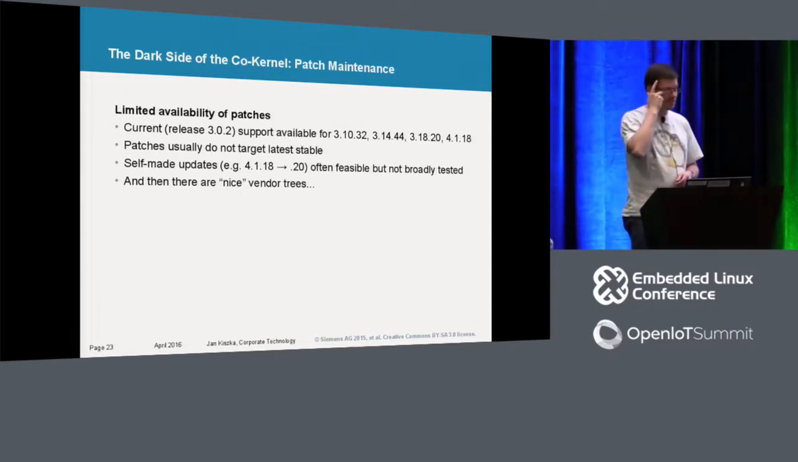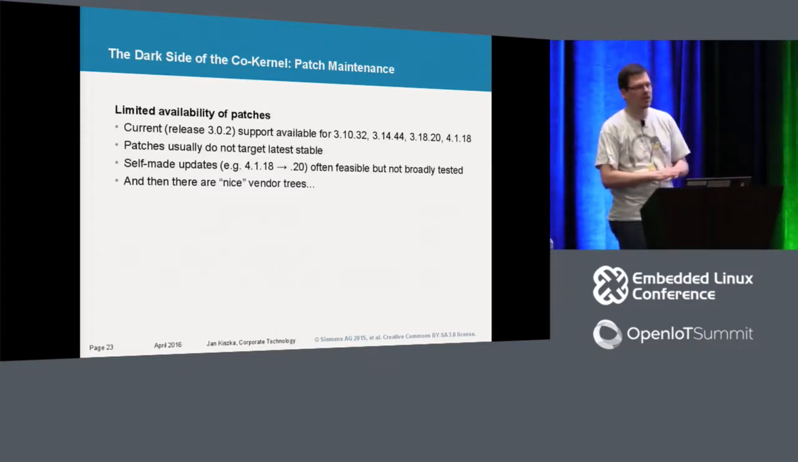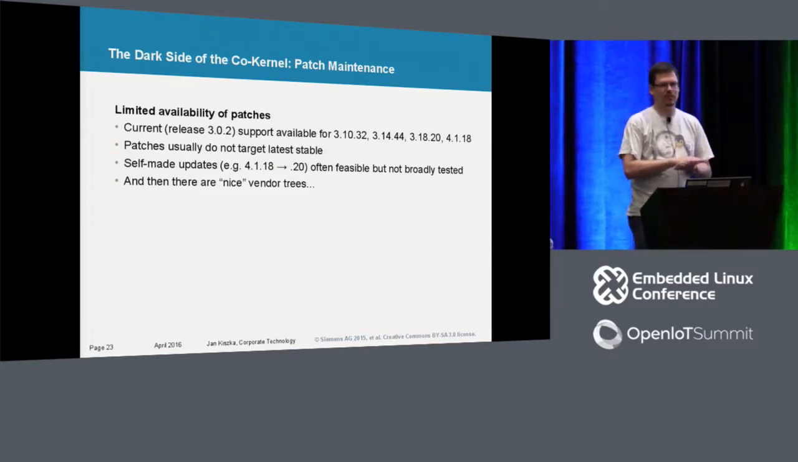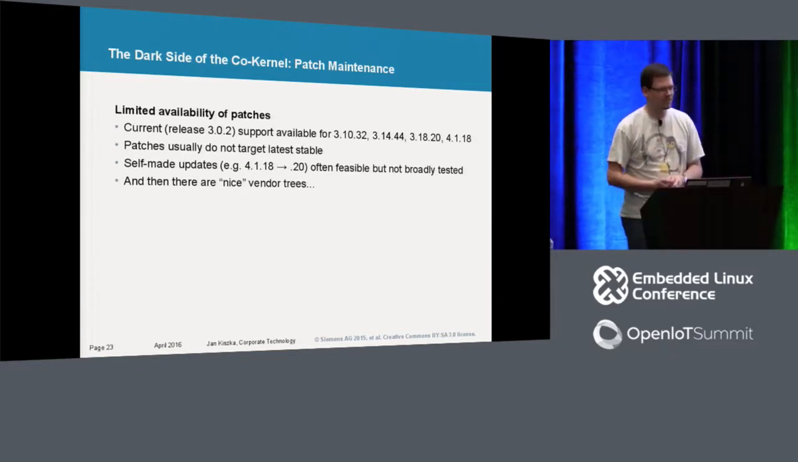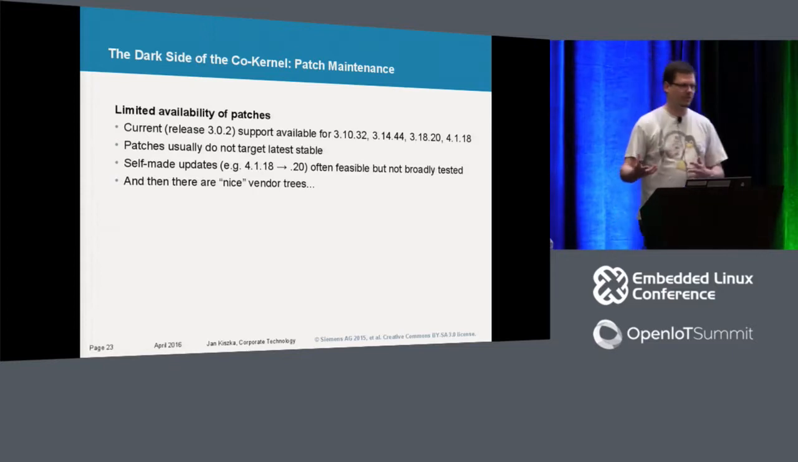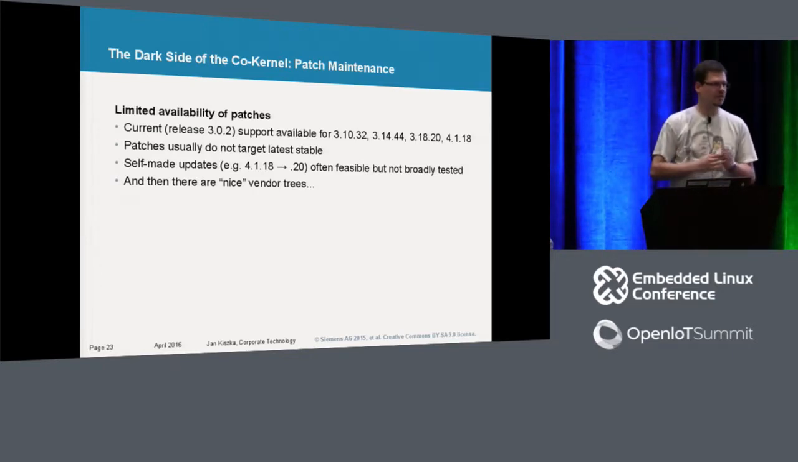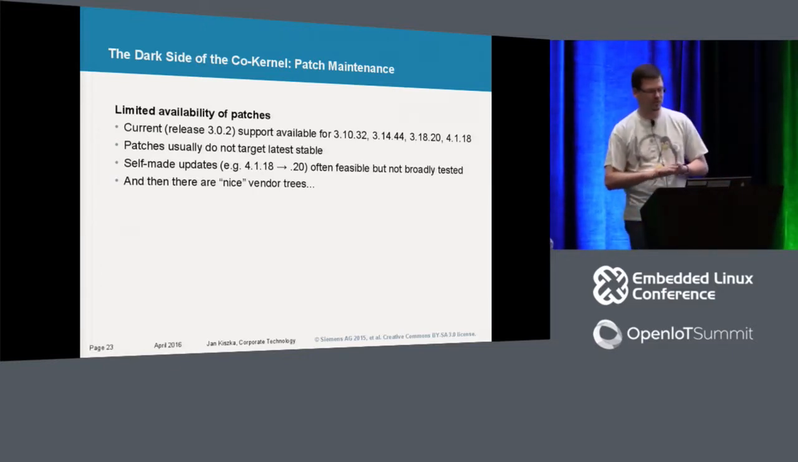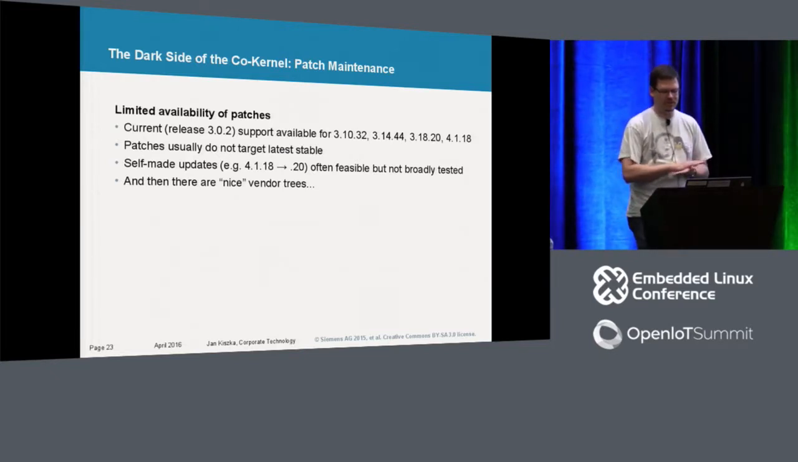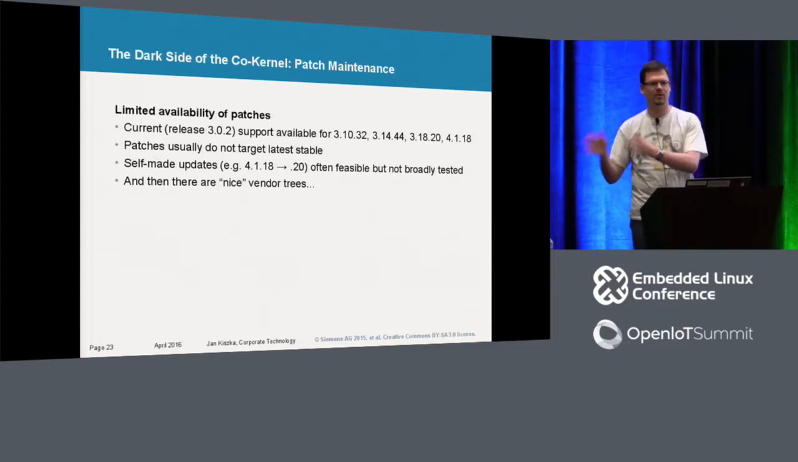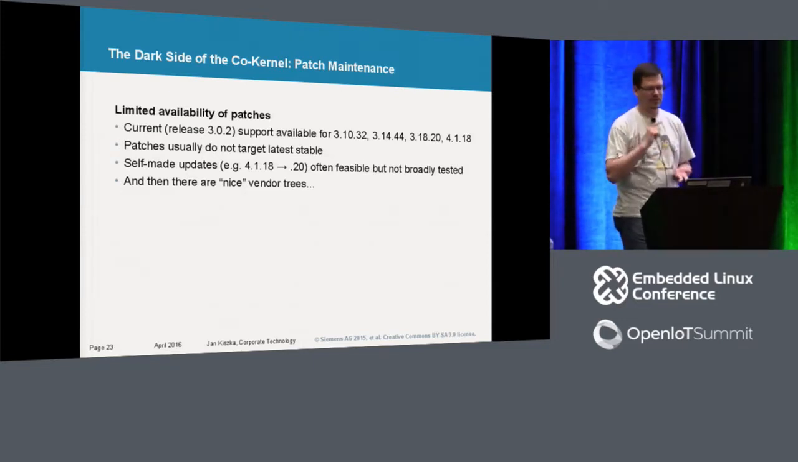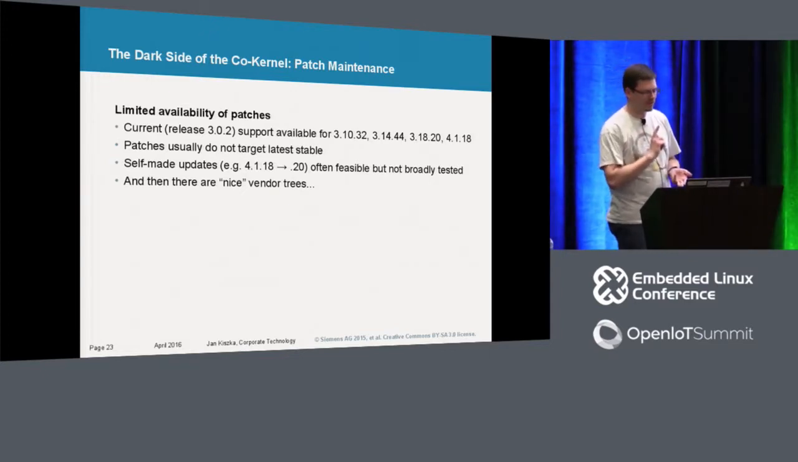That's the patch maintenance. This is not that different from PREEMPT-RT in the sense that we aren't upstream, and a lot of things have to be done. It's all about: is this version of my kernel supported? And is this vendor patch supported? If you look at the current release of Xenomai 3.0.2, just released a few days ago, there is a certain distinct number of kernel patches available, officially at least, for 3.10, 3.14, 3.18, and 4.1, but nothing newer.